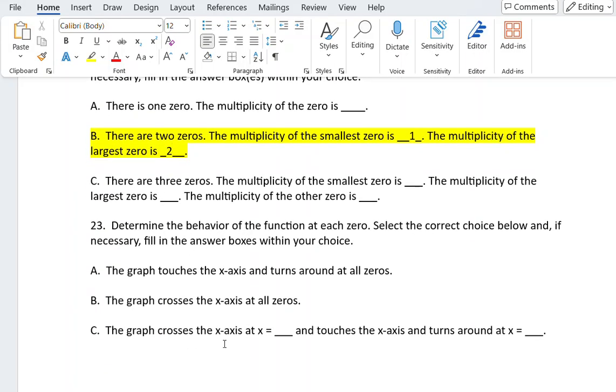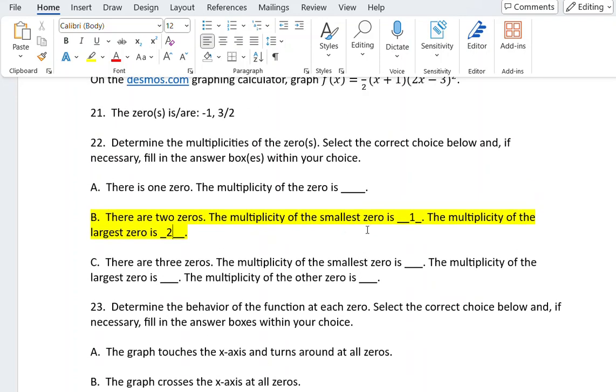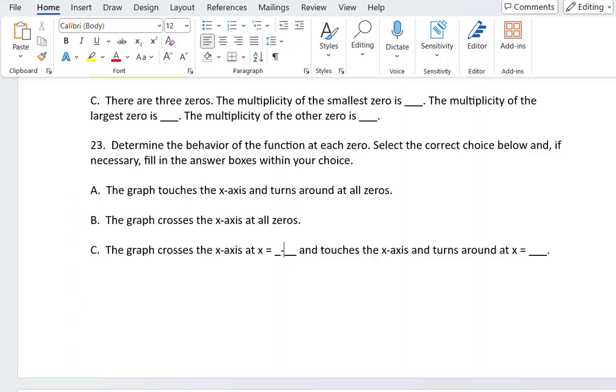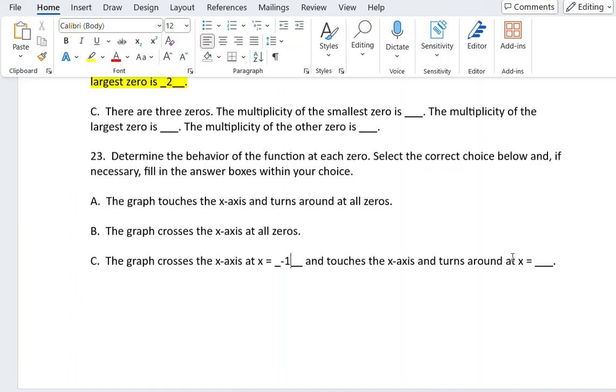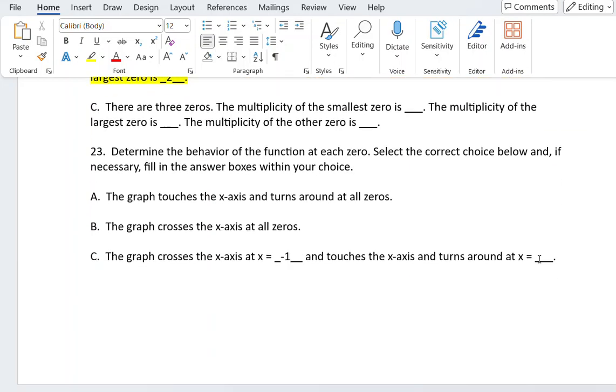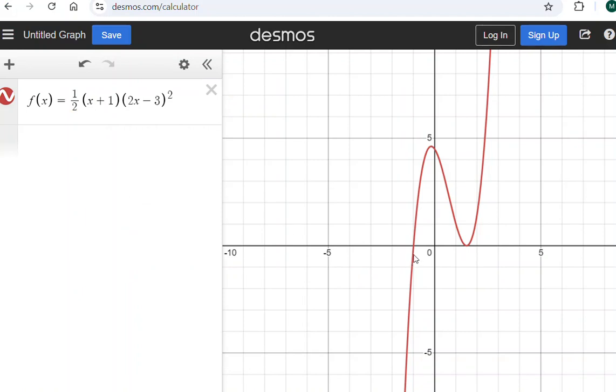So the graph crosses the x-axis at the smallest zero, which is -1, and touches and turns around at the larger zero, where it has a multiplicity of 2, and that zero is at 3/2, or 1.5. I can also use my graph to help me answer these questions. I'm going to select answer choice C. From looking at the graph, I can see that it crosses the x-axis at -1 and touches and turns around at positive 1.5.